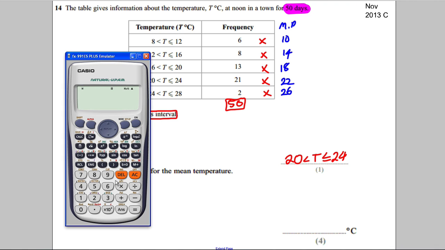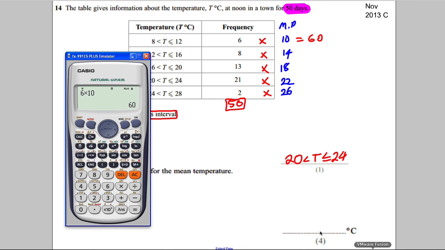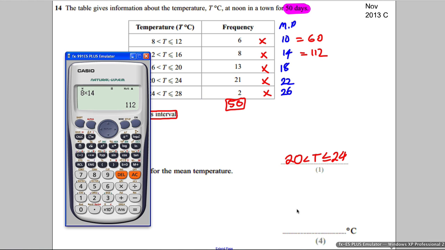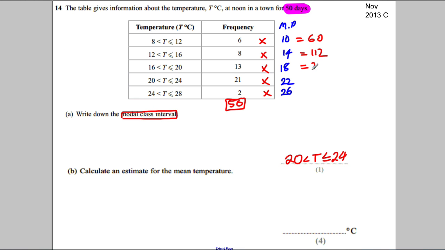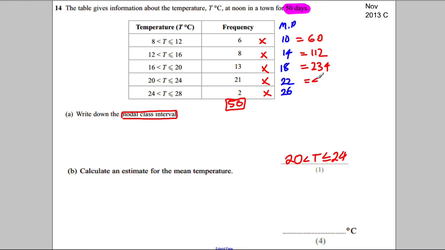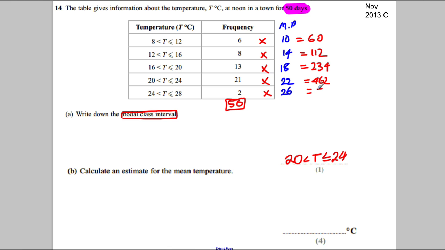So 6 multiplied by 10 is 60. 8 multiplied by 14 is 112. 13 multiplied by 18 is 234. 21 multiplied by 22 is 462. And 2 multiplied by 26 is 52.